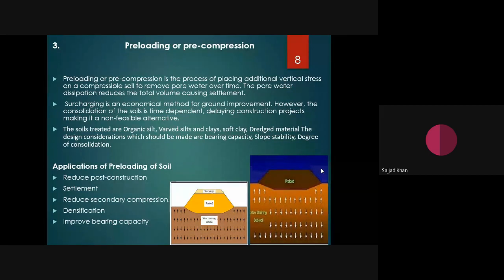The soils treated are organic soil, silt and clays, soft clays, and dredge material. The design considerations in this method are bearing capacity, slope stability, and degree of consolidation. This method is applicable because it reduces post-construction settlement, reduces secondary compression, increases densification, and improves the bearing capacity.